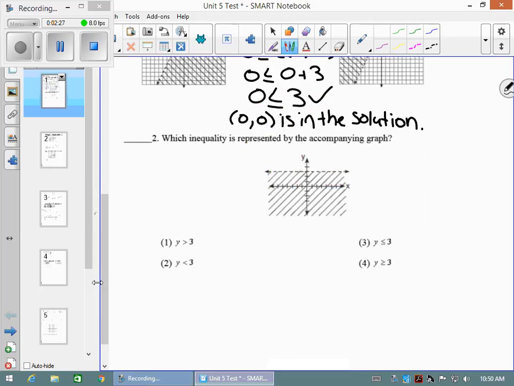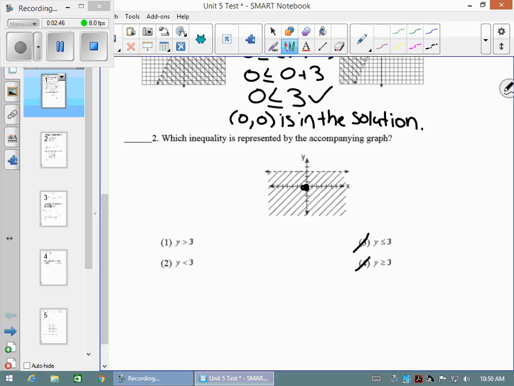Okay, so for number 2, they want to know which inequality is represented by the accompanying graph. Well, again, I have a dotted line, so I know that I can get rid of choice 3 and 4, because that has an or equals to. And then this graph is including point 0, 0. So I can test that point, and I want that to be true.